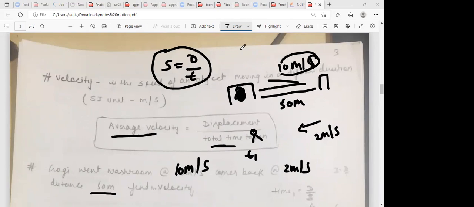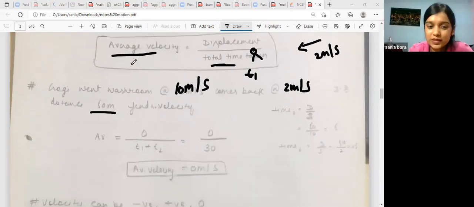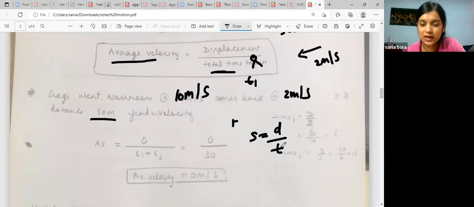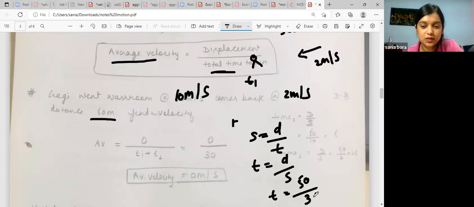Okay. So see, what was your T1? Speed equals distance upon time, right? You have speed, which was your 10. So T equals D upon S. Time equals distance 50 upon 10. So your answer is 5, right? T1 was 5.